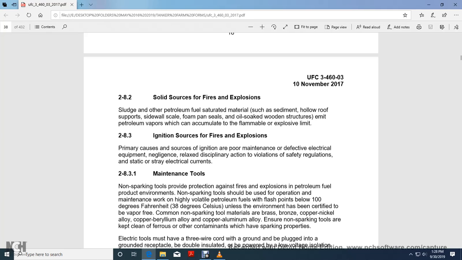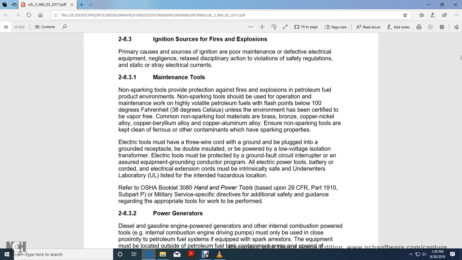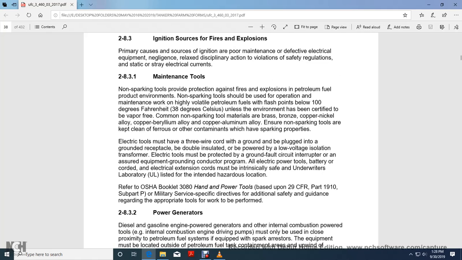Primary causes of ignition sources are poor maintenance of defective electrical equipment, negligence, relaxed disciplinary action, violation of safety regulations, and static or stray electrical currents.